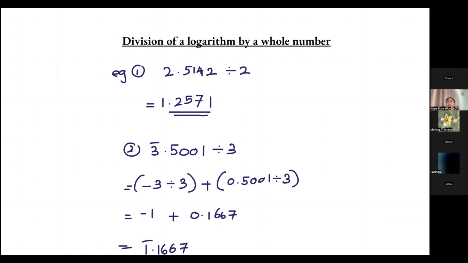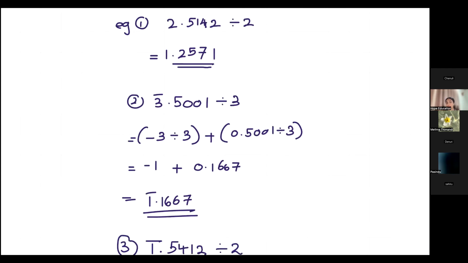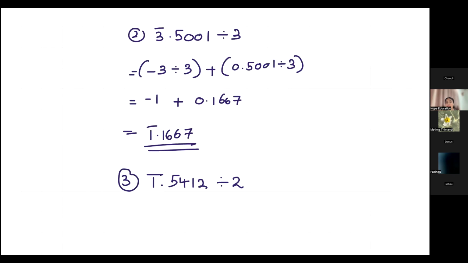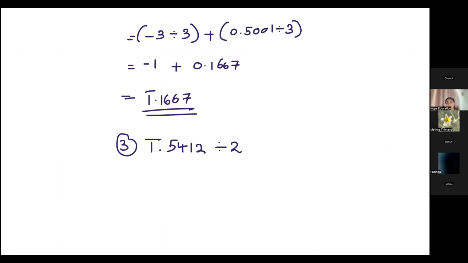Okay. Now, here we have a negative characteristic. So the characteristic is bar 3, which is minus 3. We have to divide by 3. So bar 3, or minus 3, perfectly divides by 3, so no problem. Then here, we have a negative characteristic which is bar 1, that is minus 1. But minus 1 is not perfectly divisible by 2.